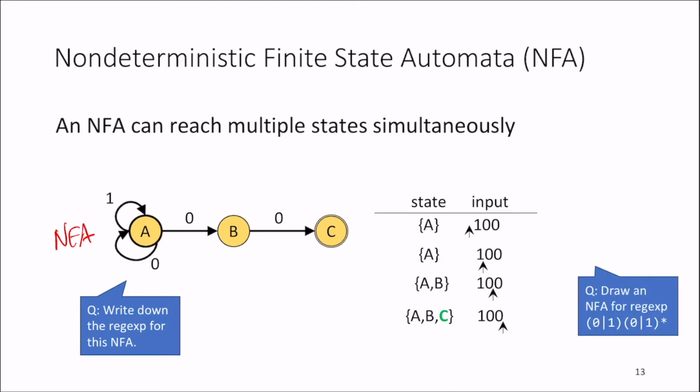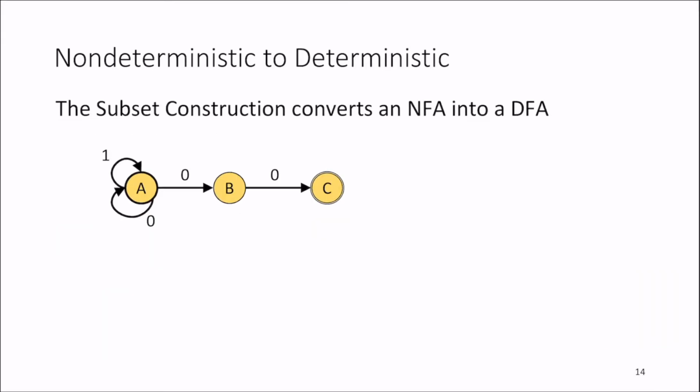And draw an NFA for this regular expression, which is 0 or 1 followed by 0 or 1 star. So what we want to do next is take a non-deterministic finite state automata and make it deterministic. There are some advantages to being deterministic. When you're at a state, I know that I'm going to exactly one state. That's a property of a DFA.